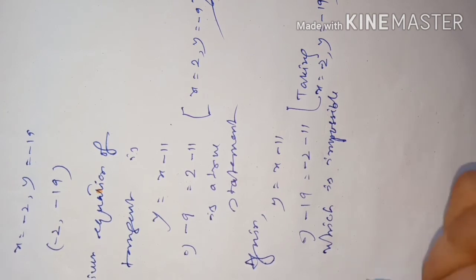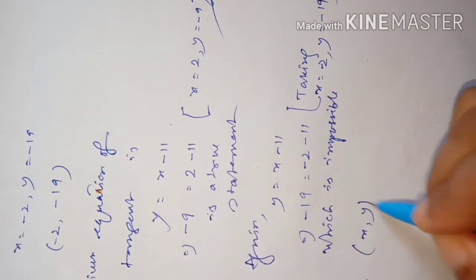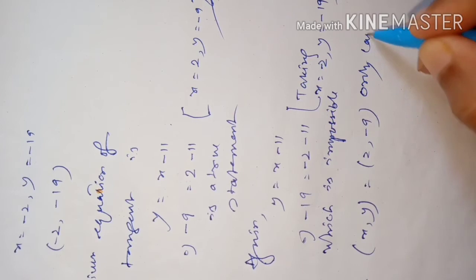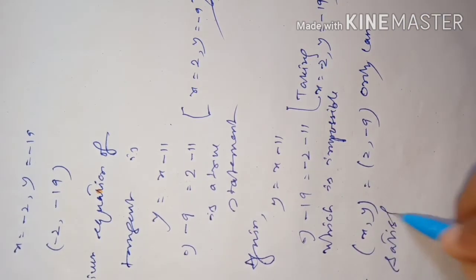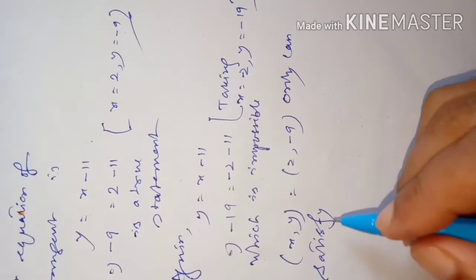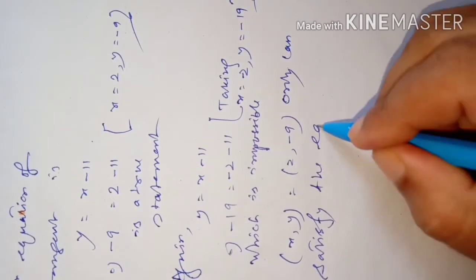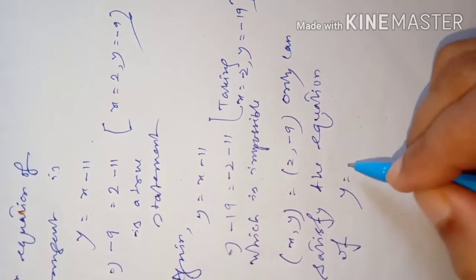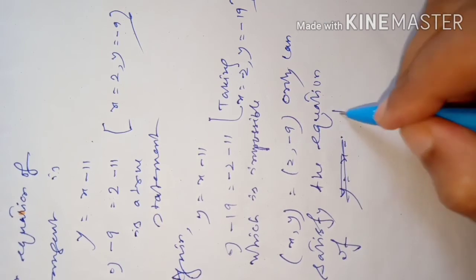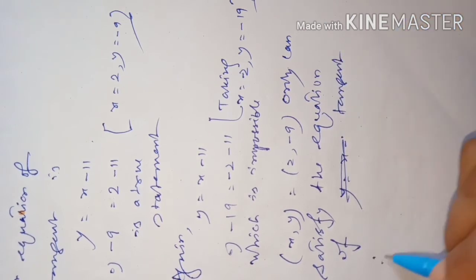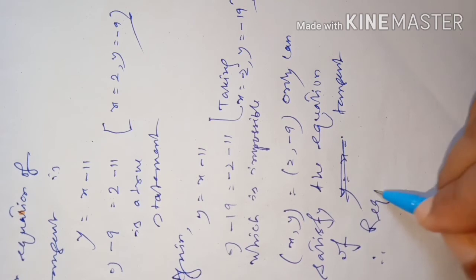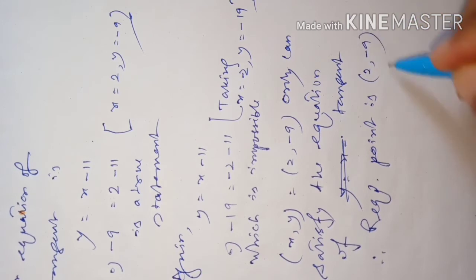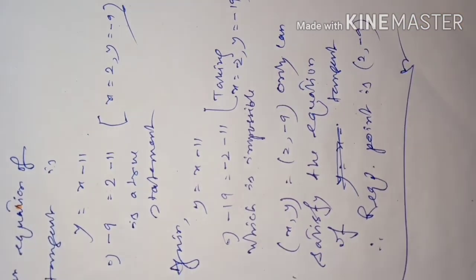Therefore x equal to 2, y equal to minus 9 only can satisfy the equation of the tangent. Therefore the required point is 2 comma minus 9. This is our answer. Okay, dear students.